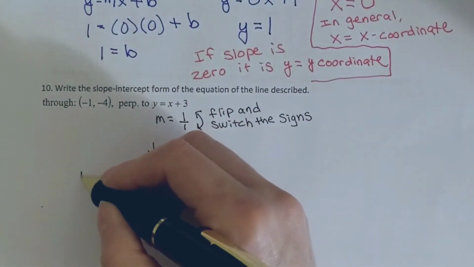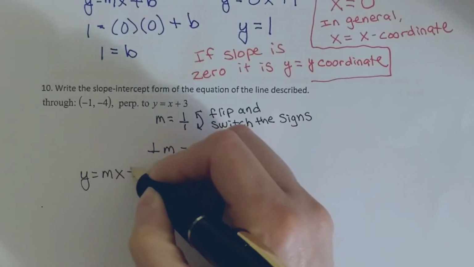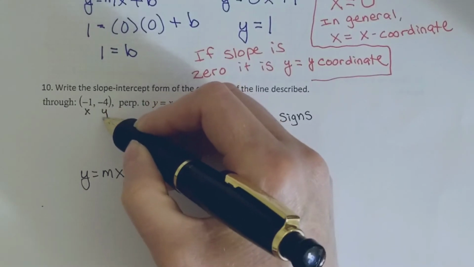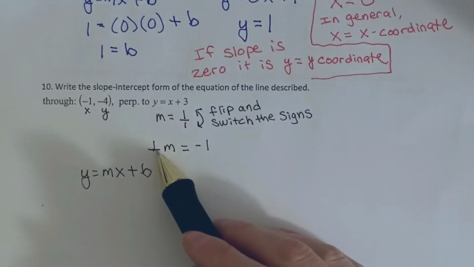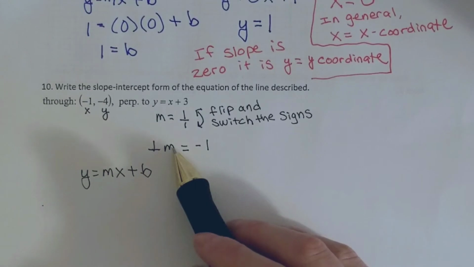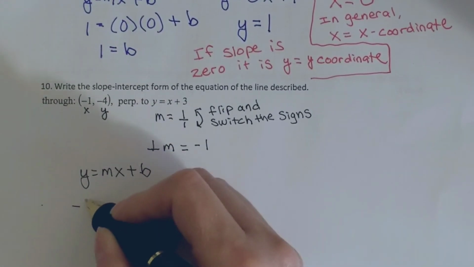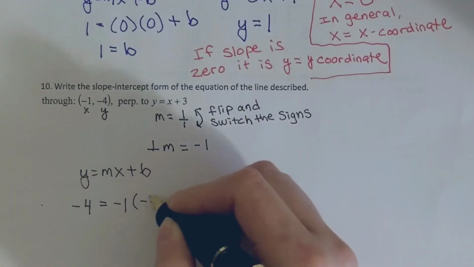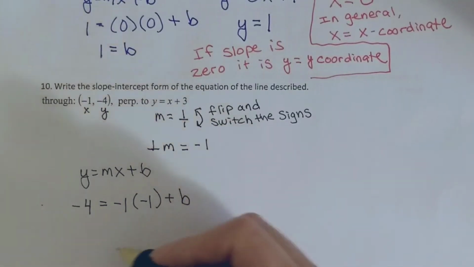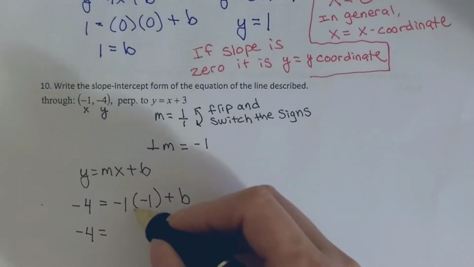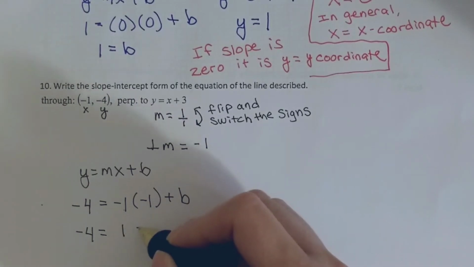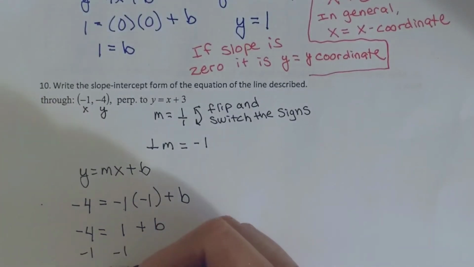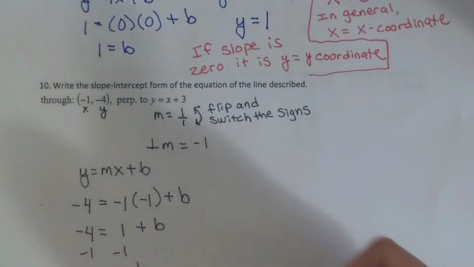Go back to your formula, y equals mx plus b. So -1 would be your x, -4 would be your y, and we're going to use the perpendicular slope in our formula. So I have -4 equals -1 times -1 plus b. So -4 equals -1 times -1 is 1 plus b. We're going to minus the 1 on both sides, so -5 equals the b value.